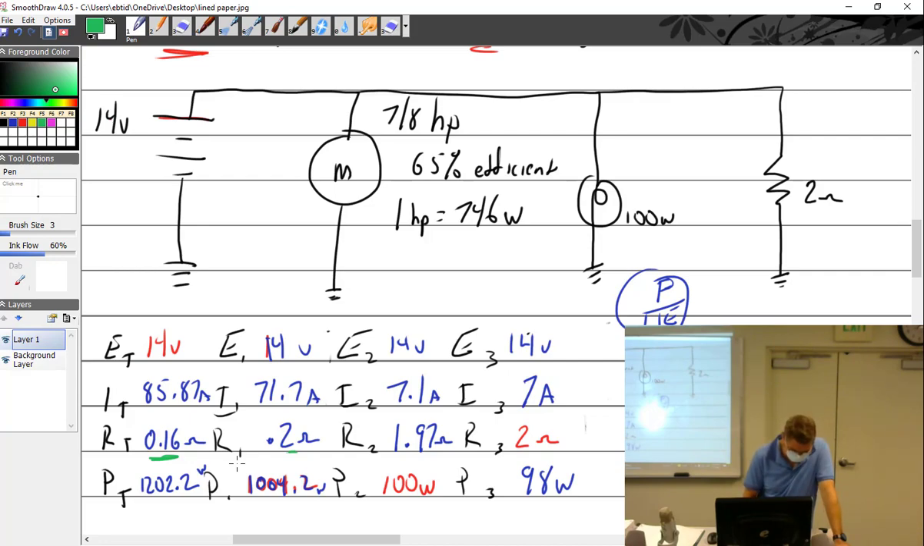So 0.2 x minus 1 plus 1.97 x minus 1 plus 2 x minus 1 equals 6 and some change. X minus 1 equals 0.16645. That's pretty dang close right there.